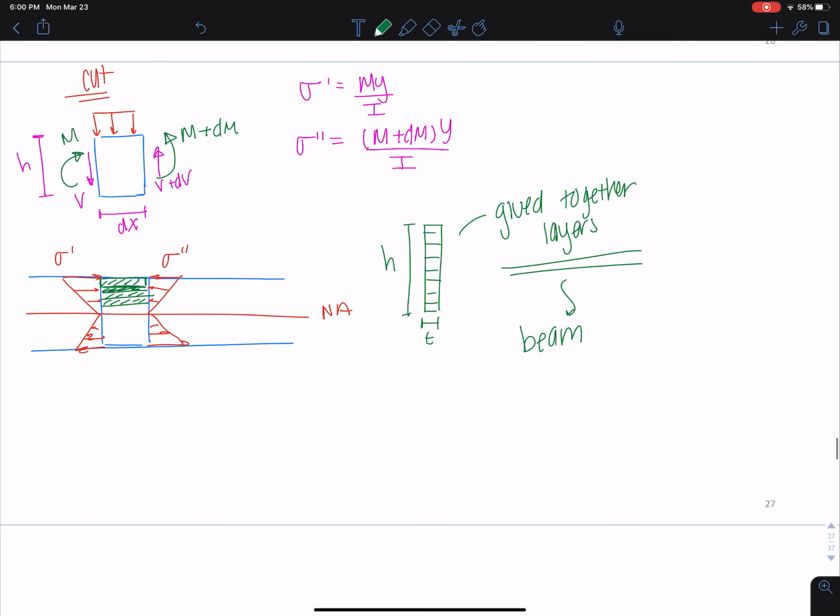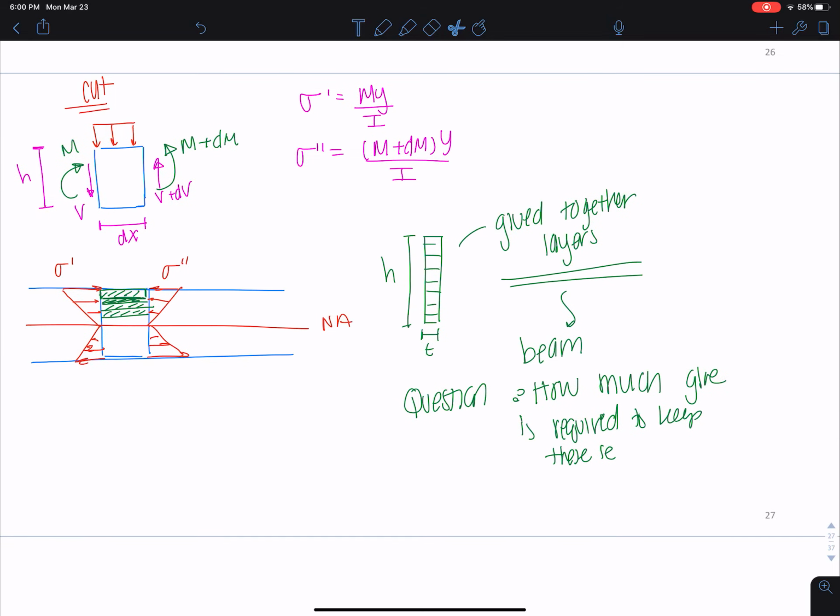So my question here is, how much glue is required to keep these layers together? Okay, that is a question. So we want to examine what's happening in between the layers.